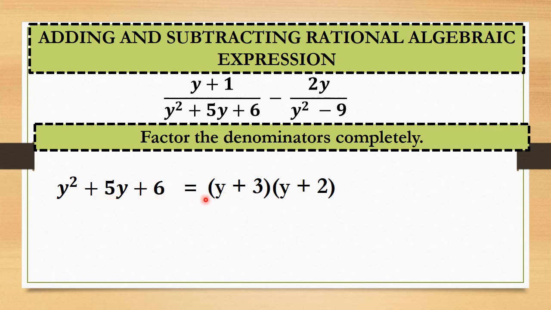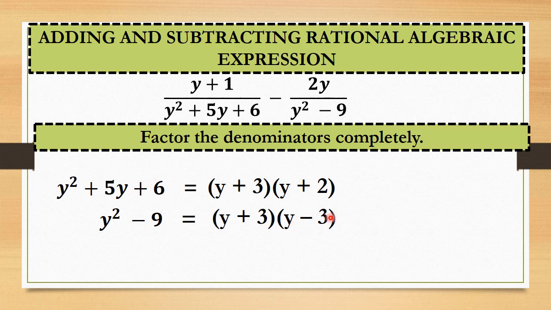Next, let us factor the second denominator, y squared minus 9. So, y squared minus 9, this is a difference of two squares, kasi yung y squared ay perfect square, then yung 9 ay perfect square. So, square root of y squared, we have y, then minus, difference, so minus and positive yung sign, then ang square root ng 9 is 3. So, we have y plus 3 times y minus 3.